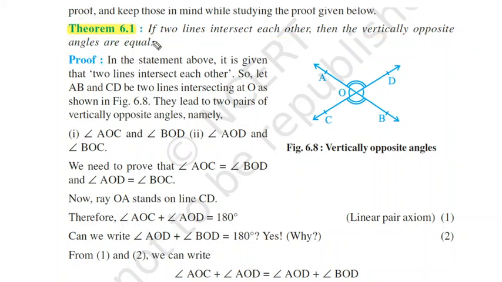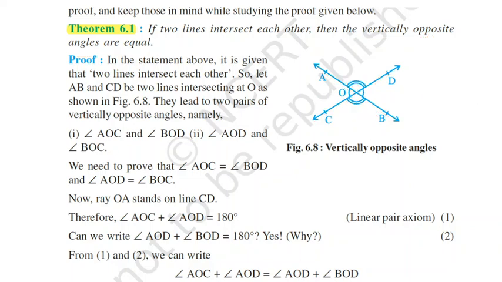Let's read it again. If two lines intersect each other, first of all we have to draw the lines. You can see we have drawn line AB and line CD. They intersect each other at point O. Then vertically opposite angles are equal. So we have to prove that vertically opposite angles are equal. That means angle AOD is equal to angle COB or BOC. These two angles are equal, that we have to prove.